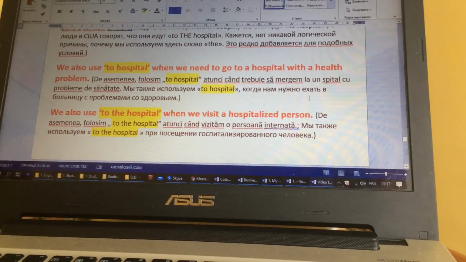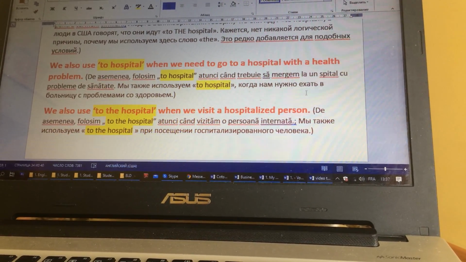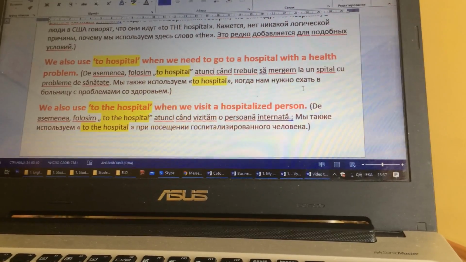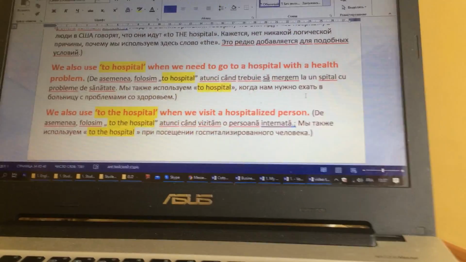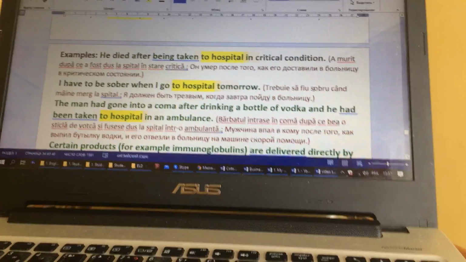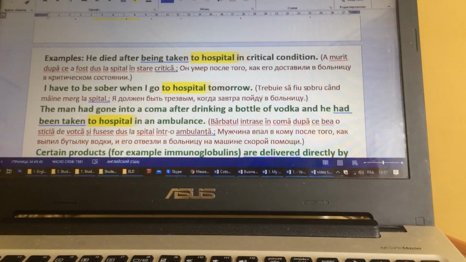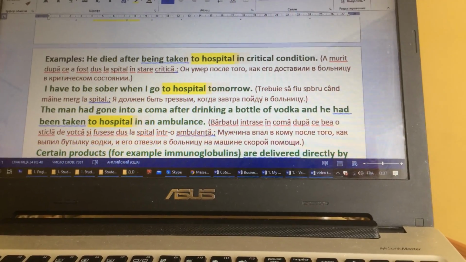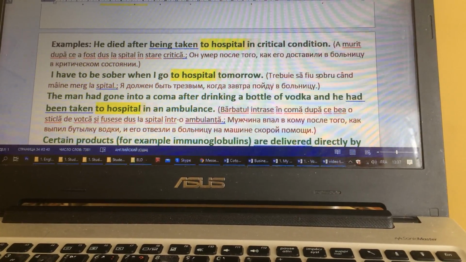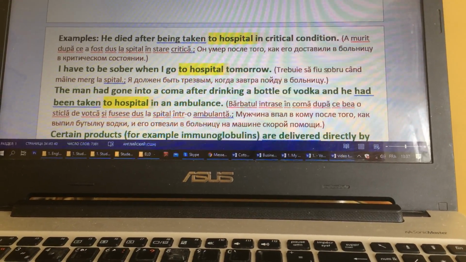We also use "to hospital" when we need to go to a hospital with a health problem. We also use "to the hospital" when we visit a hospitalized person. Examples: He died after being taken to hospital in critical condition. I have to be sober when I go to hospital tomorrow. The man had gone into a coma after drinking a bottle of vodka, and he had been taken to hospital in an ambulance.